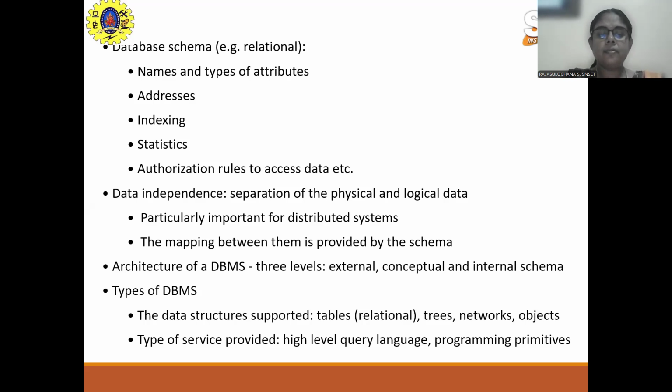The types of DBMS are mainly based on the type of data structure that a particular DBMS will support, and also on the type of service that it provides, whether it provides service for a high level language system, or support for primitive data types. Based on the service provided and the data structure it supports, for example a graph data structure, a tree data structure, or a network data structure, the type of DBMS is decided.